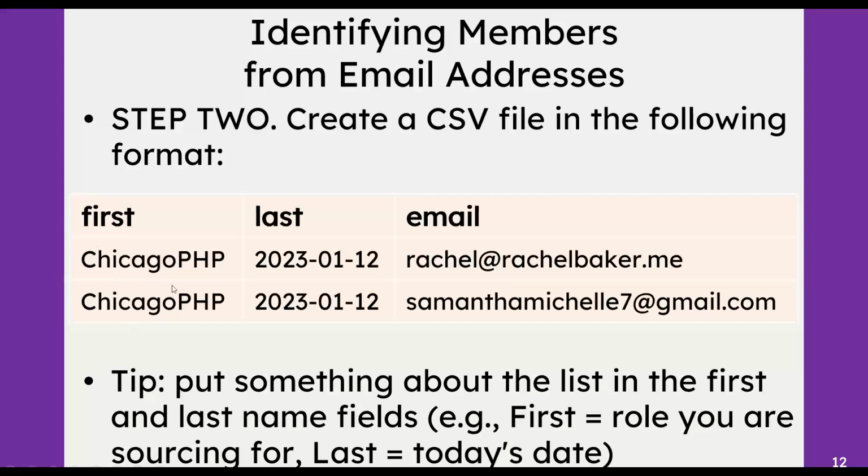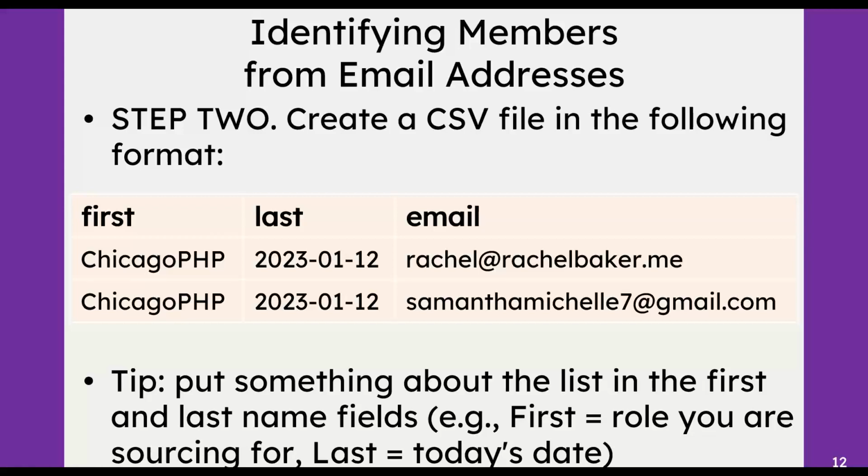Then the first name field has to have something in it, but it does not have to be, and we recommend that you don't make it, the person's actual name. I prefer to put data about my project, like the project I'm sourcing for and the date of the search. This lets me do multiple imports without having to worry about knowing which result came from which import. But it's up to you what you put here. It could be junk, it could be anything.